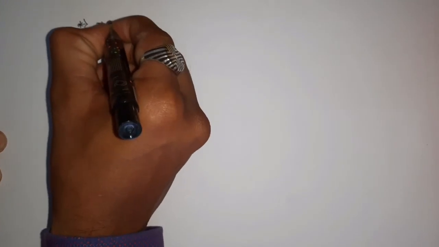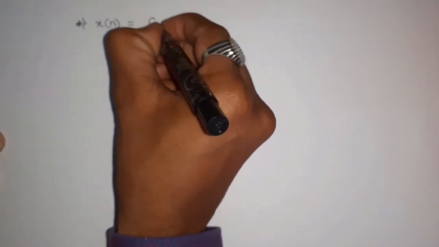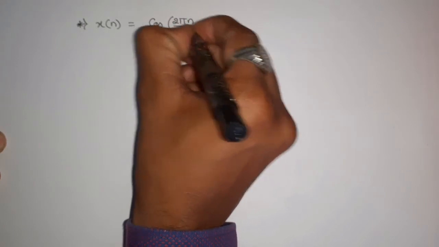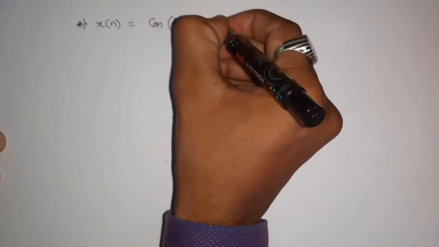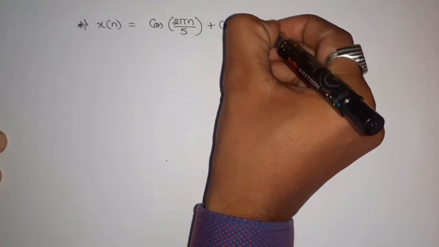Further, if you move on with a few more examples, x of n is equal to cos 2 pi n by 5 plus cos 2 pi n by 7.